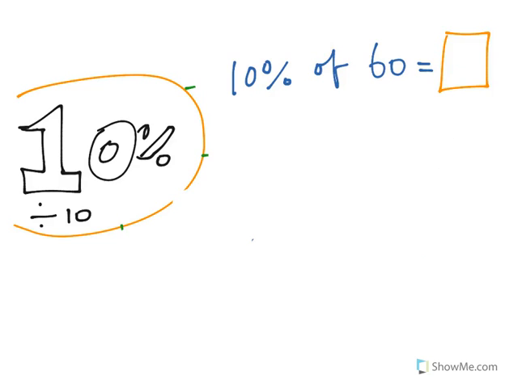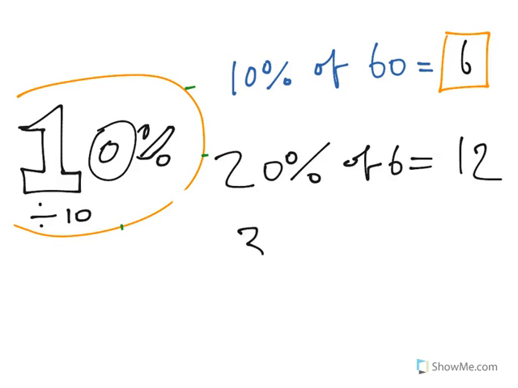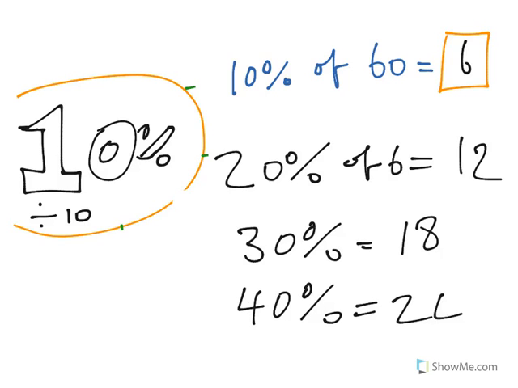It should be quite easy to figure out then that 10% of 60 is 6. And with that 6 I can find other percentages. So 20% of 6 would be 12. And 30% would be 18. 40% would be 24. And really you can start to see how your times tables works here.